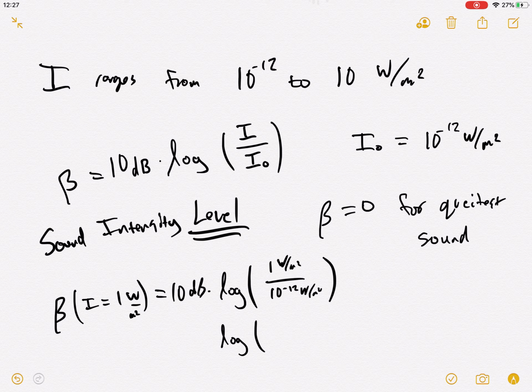The units go away. I've got 1 over 10 to the minus 12. That's just 10 to the positive 12. But log base 10 of 10 to the 12 is 12. And if you don't believe me, plug it into your calculator. You might have to look hard for the log base 10. We're not using log base e. We're using log base 10. All right, so then that's 12 times 10 decibels, so that's 120 decibels. So beta for something that's really loud is 120.